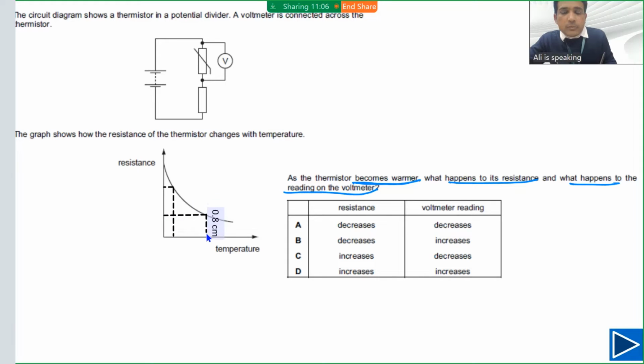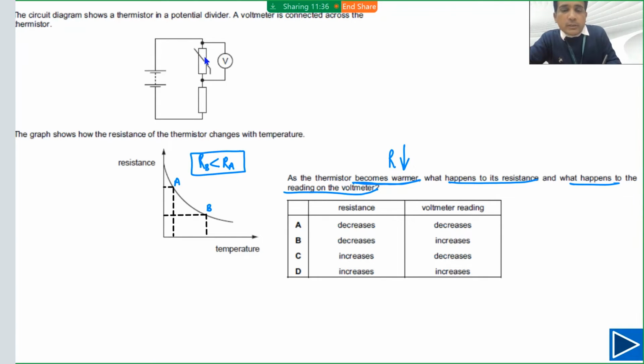Let's say this point is B point. So this is point A, and this is point B. You can see as temperature increases, resistance is decreasing. So resistance at B is lower than resistance at A. This is one thing you need to understand. So we will say when this becomes warmer, resistance decreases.